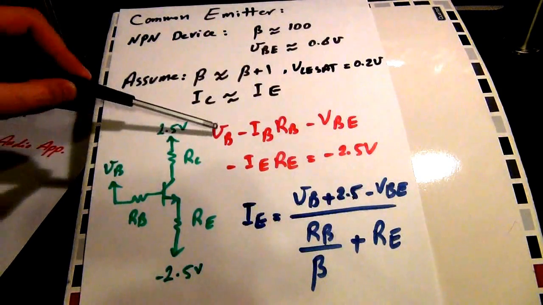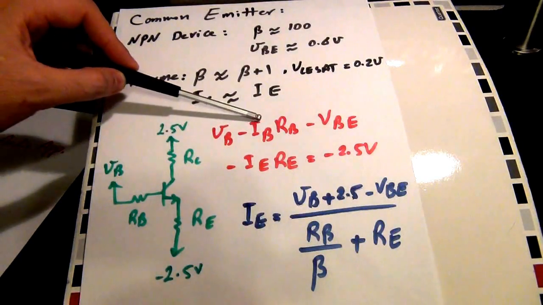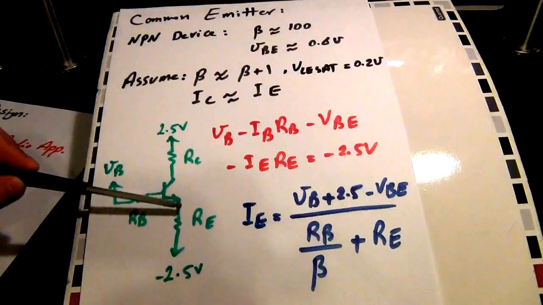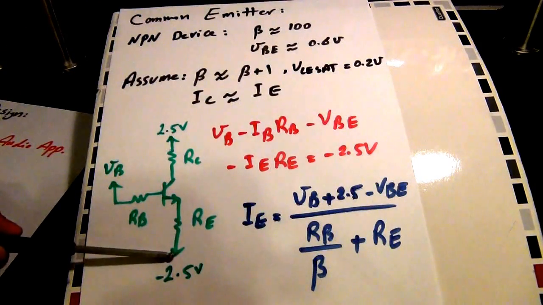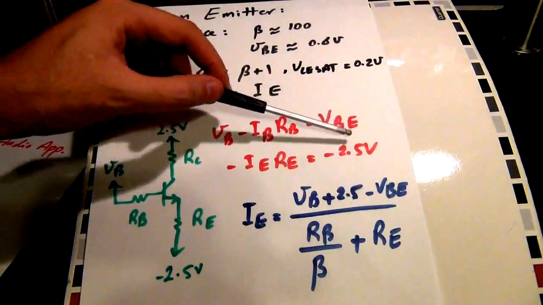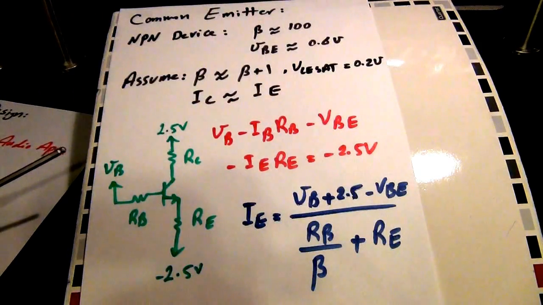So starting from VB, we have the base current going into the NPN device, so we have VB minus the base current times the base resistance. Then we have the base-emitter junction voltage, so minus VBE. Then we have the voltage drop across the emitter resistance, which is the emitter current times the resistance, that's IE RE. And then we end up with the negative power supply, minus 2.5 volts. So this equation, therefore, can be used to find a DC operating point.